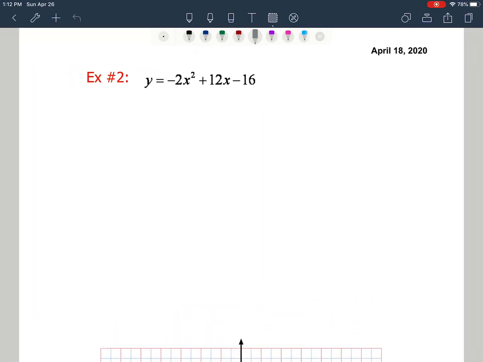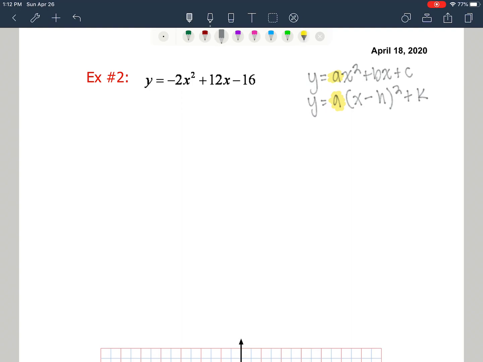Here's an example where our a value is not equal to 1. So when I say our a value, you can think of it in terms of ax squared plus bx plus c, or you can think of it in terms of y equals a times the quantity x minus h squared plus k. In either case, these a values are going to be the same.